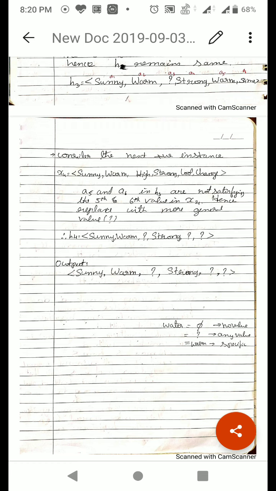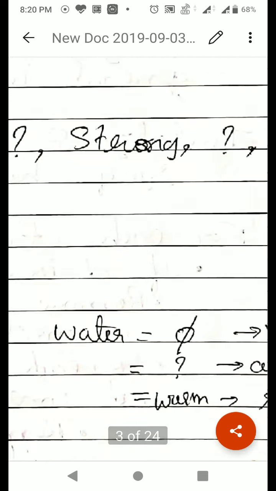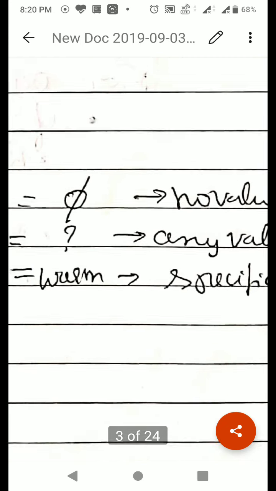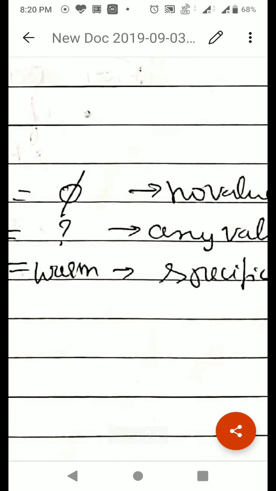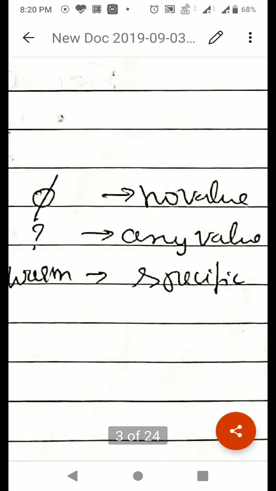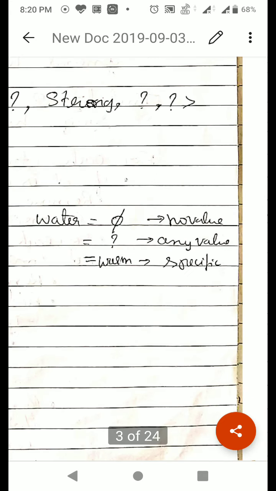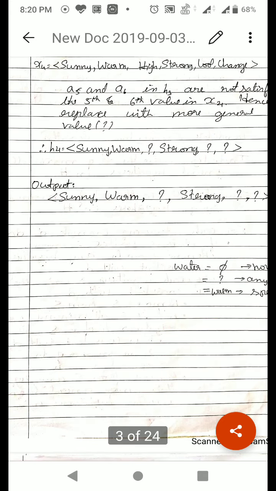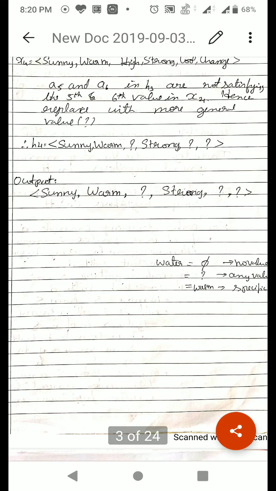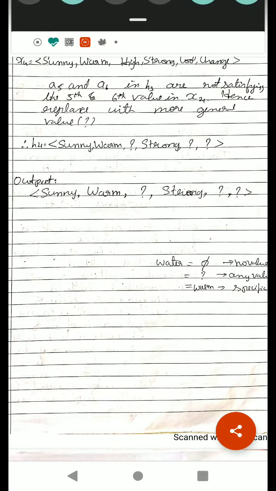So in this case, as I told you, three possibilities. We start with the phi value, then we continue with the specific, and the last possibility is any value which is question mark. And the Find-S algorithm considers only the positive instances. Instances are nothing but the entries in the table. So the left side of the table is called the instances. The last column is said to be the outcome of the process or the problem.